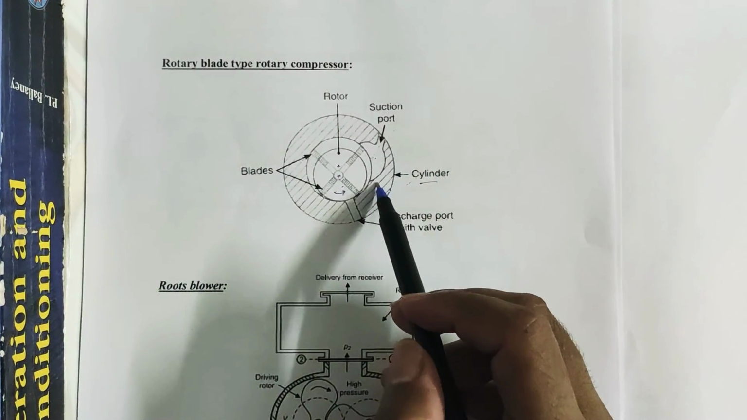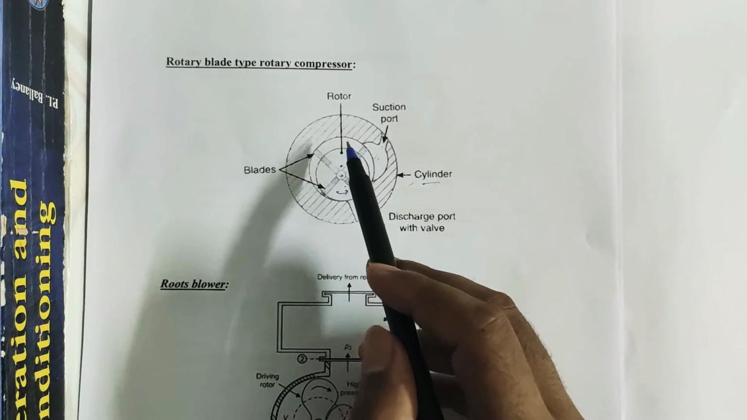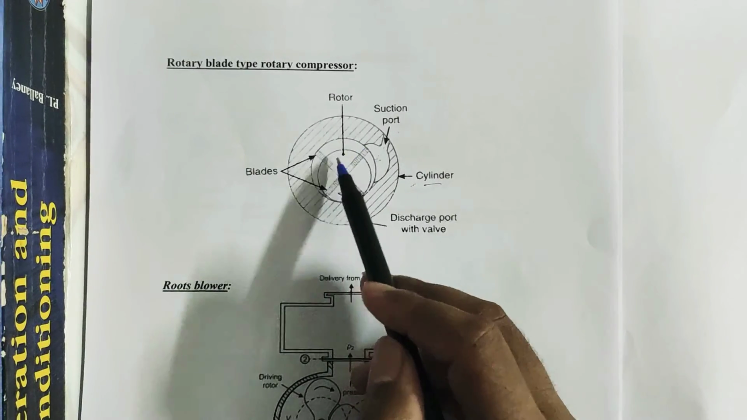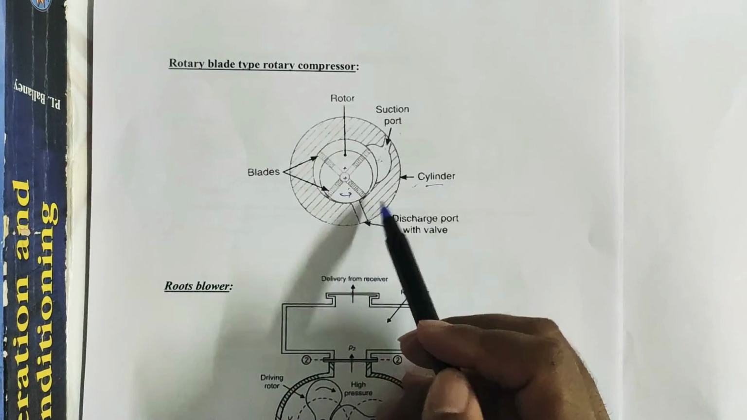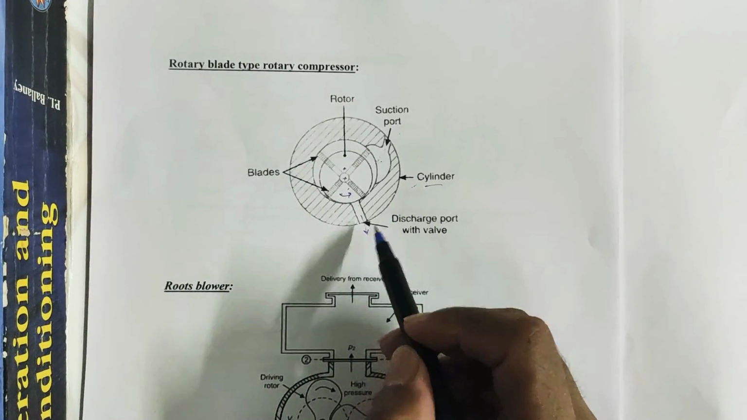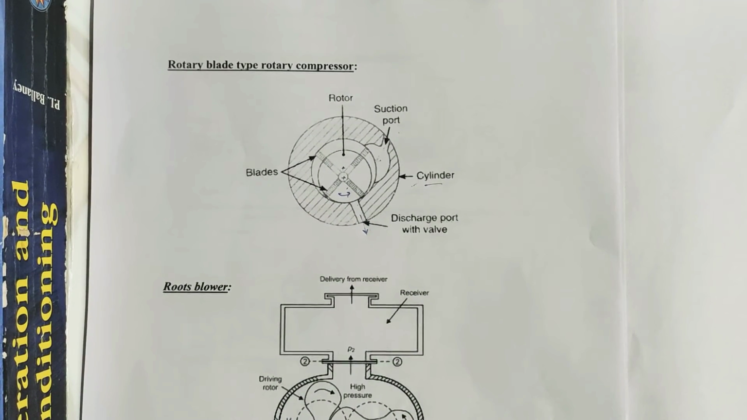That means when this rotor rotates, the refrigerant gets compressed. And this compressed refrigerant, at a very high pressure and temperature after a full rotation of the rotor, will be discharged through this discharge port or discharge valve to the condenser.